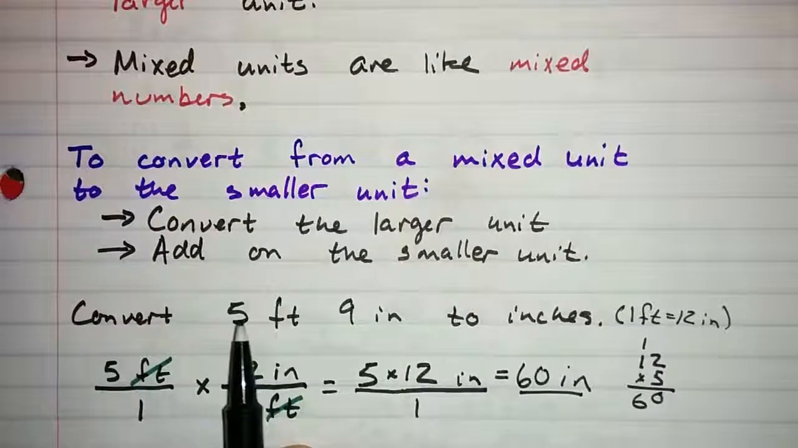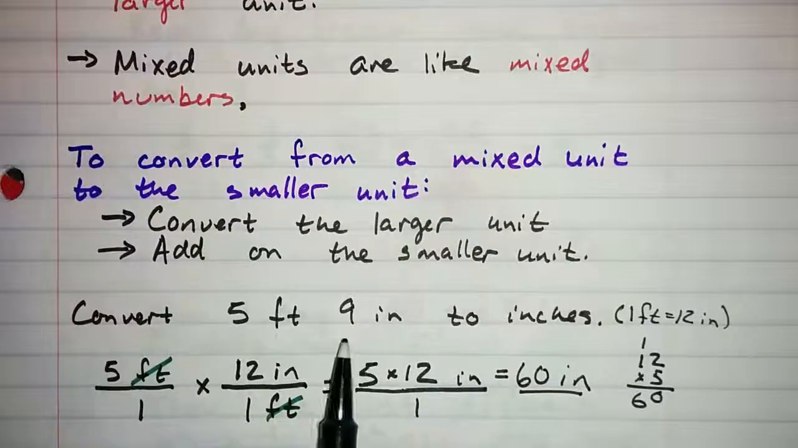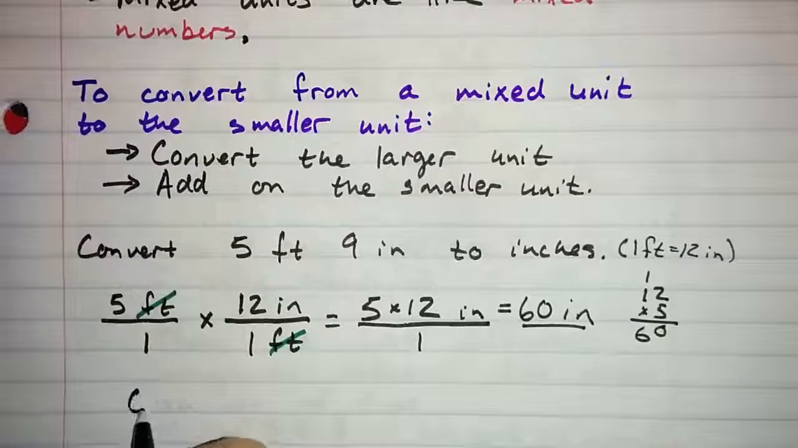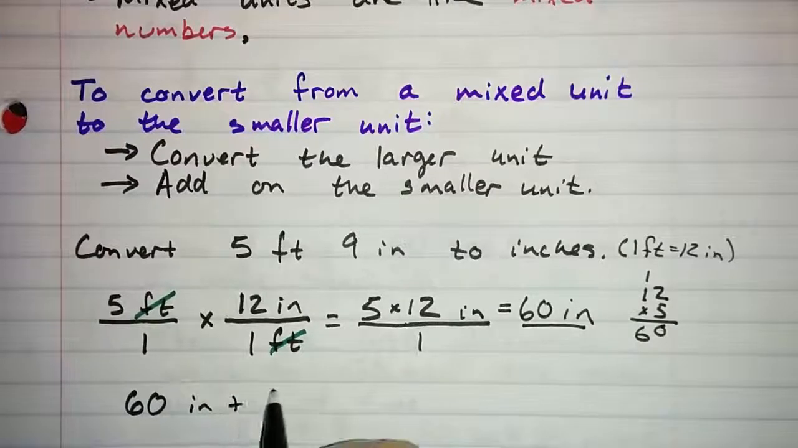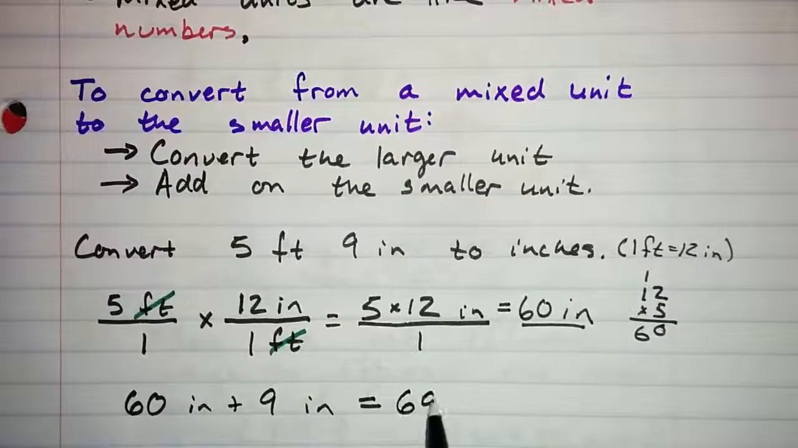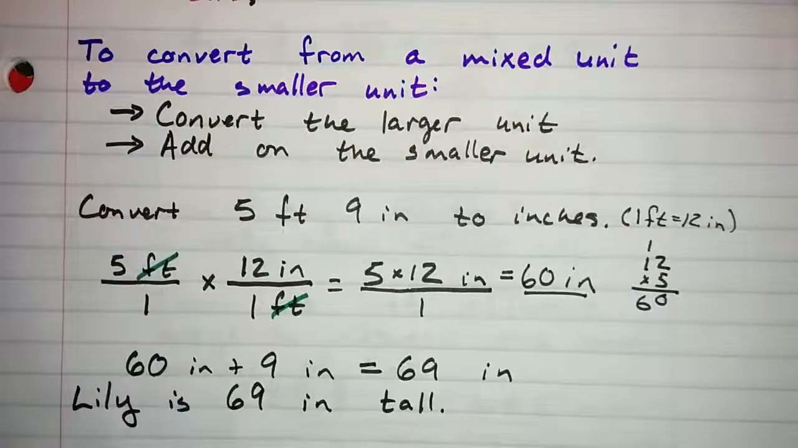But Lily isn't just 5 feet tall. She's 5 feet and a further 9 inches. So 60 inches plus 9 inches, I hope we can easily see, is 69 inches. So Lily is 69 inches tall.